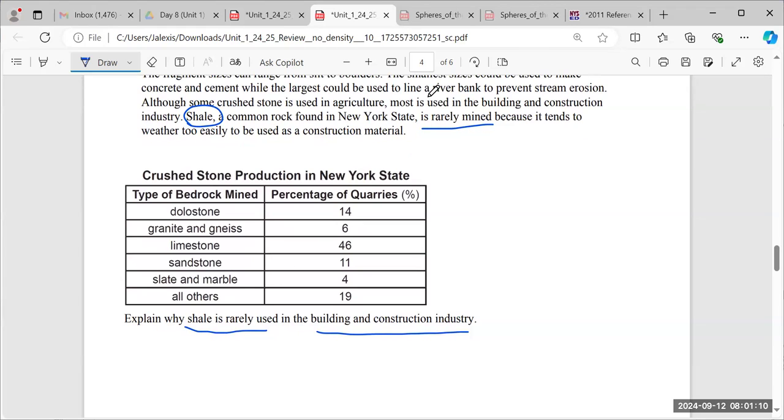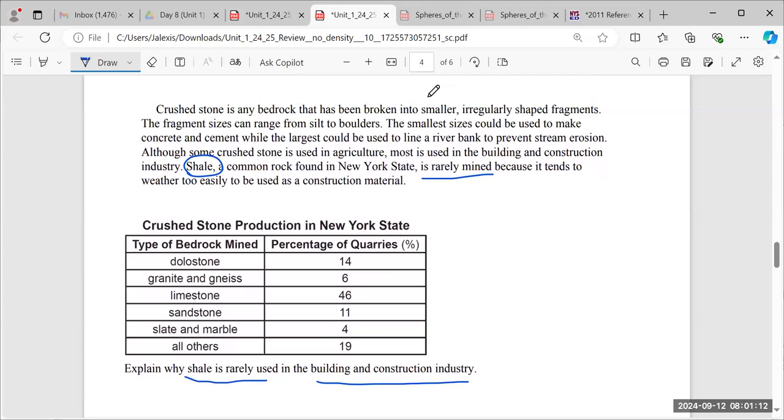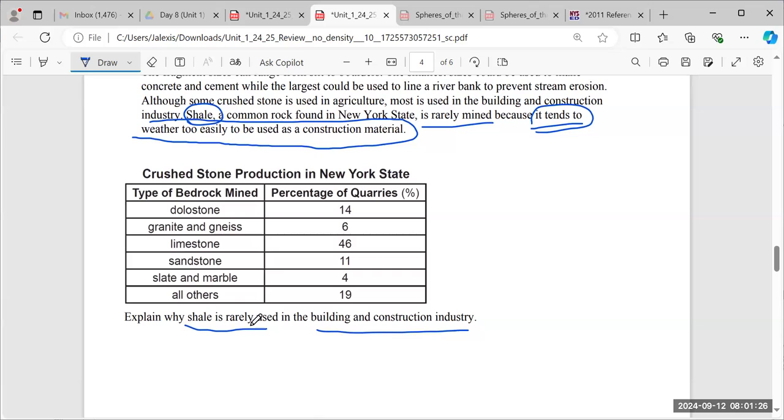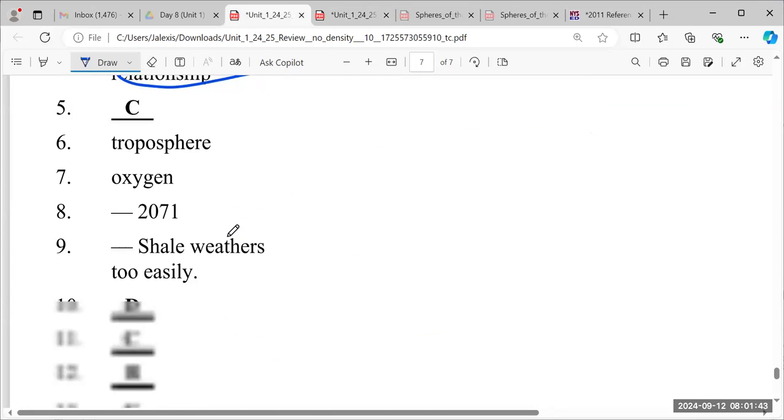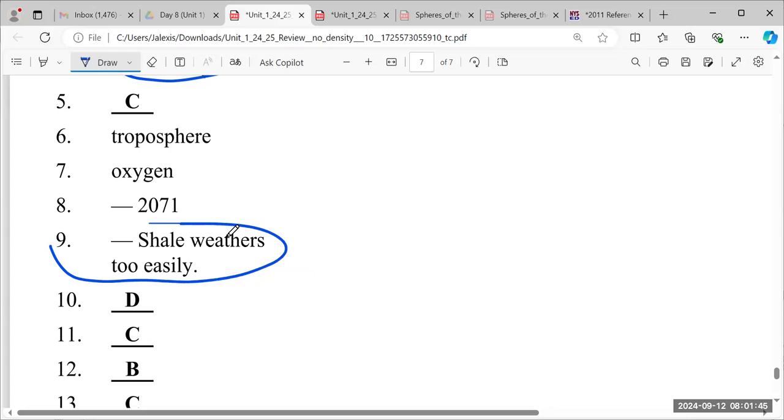It is rarely mined because why? It tends to weather too easily to be used as a construction material. You see how they gave you the answer right here. So why is it that shale is rarely used in the building and construction industry? It's because it tends to weather too easily. And the word weather just means to break down. All right. So for number 9, if you wrote, I'll put the answer right here, shale weathers too easily, all right, you would be correct.